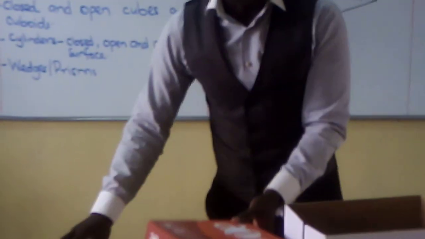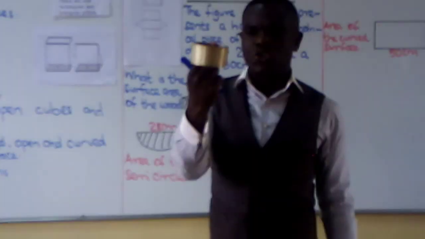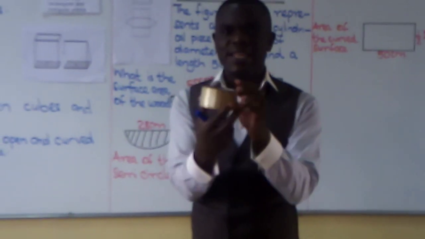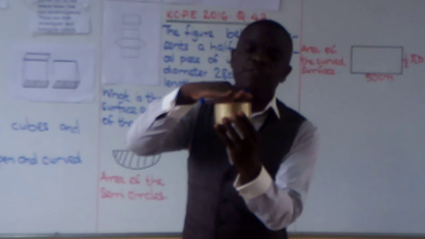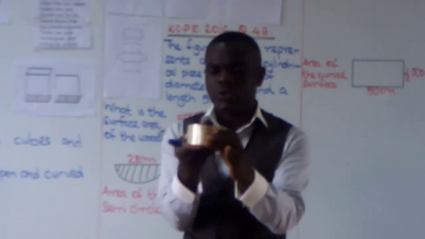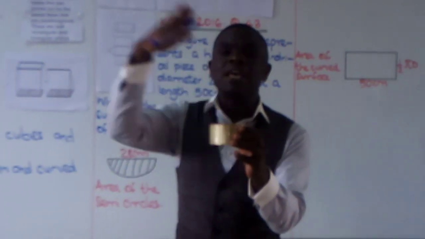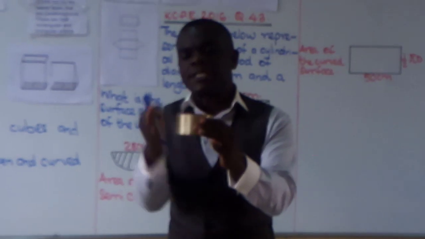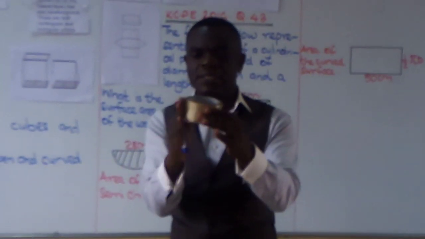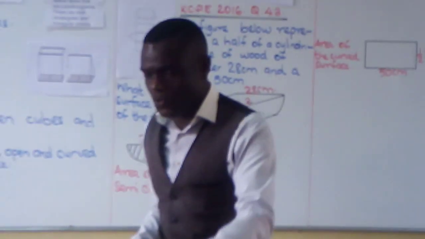Now, I will use this sellotape roll to show you an example of a cylinder. If this side and that side are closed, that's a closed cylinder. If one side is open, that's an open cylinder. And if both sides are open, that is a curved surface. A curved surface. I hope you understand.